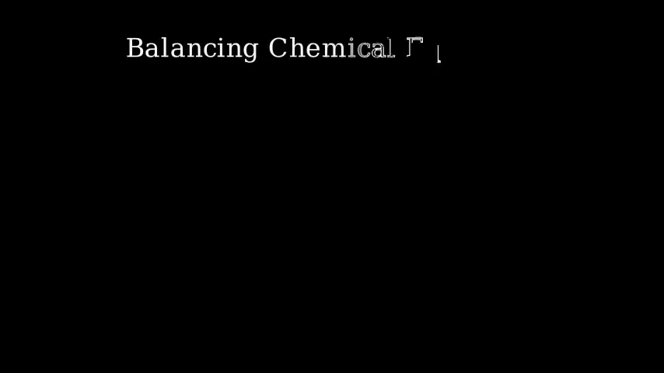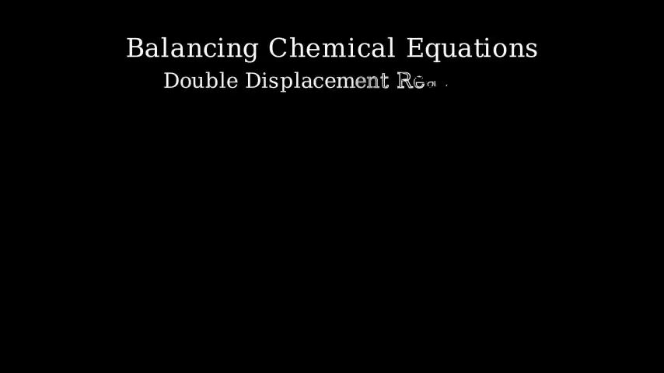In this lesson, we'll learn about chemical equations and specifically how to balance them. We're going to see how chromium-3 nitrate and iron-2 sulfate react to form iron-2 nitrate and chromium-3 sulfate. This reaction is an example of a double displacement reaction. Let's write out the unbalanced chemical equation for this reaction.